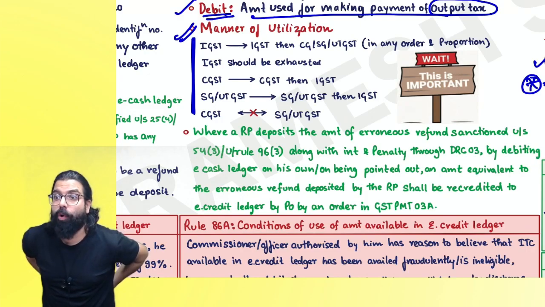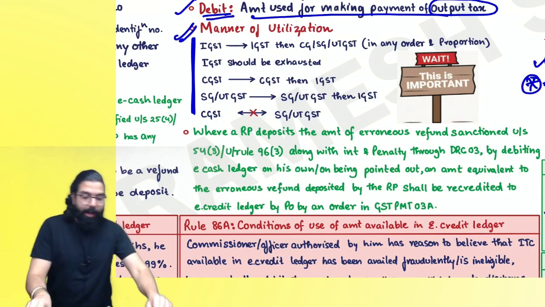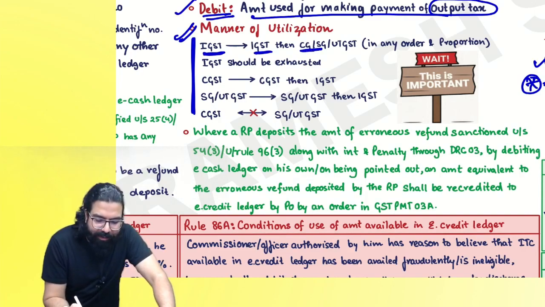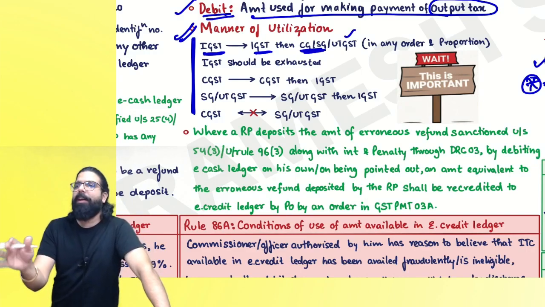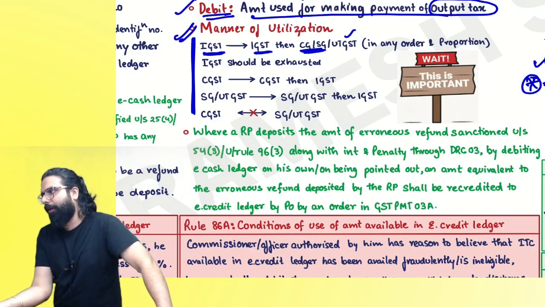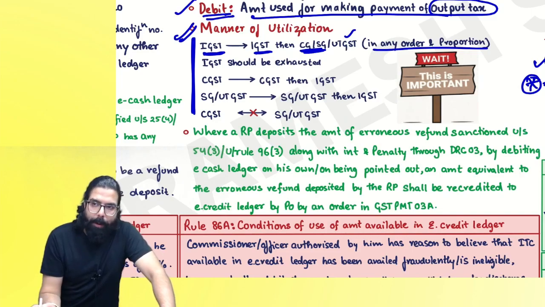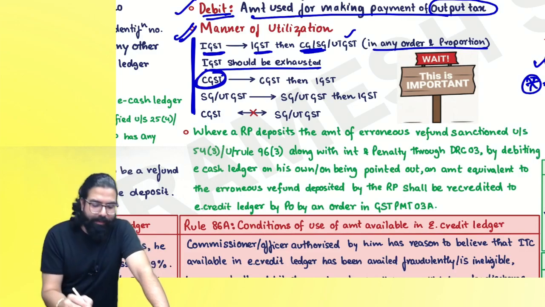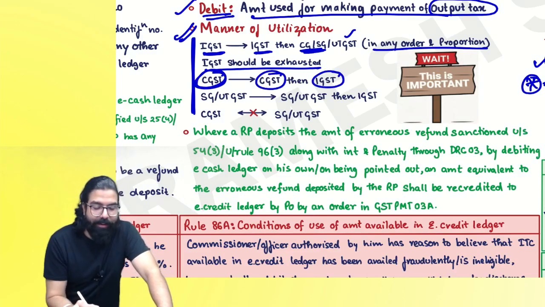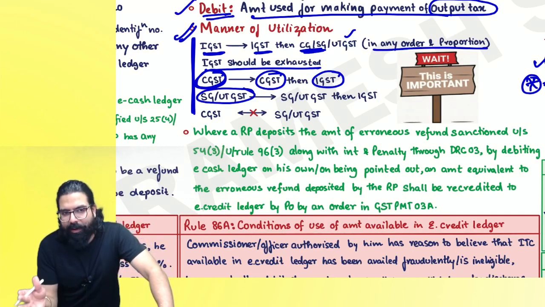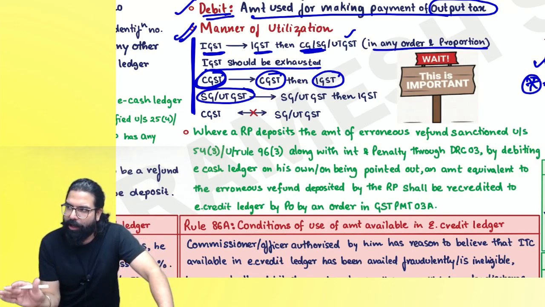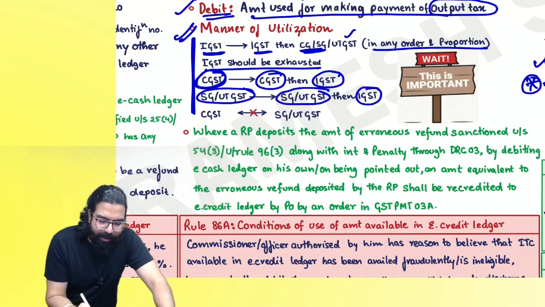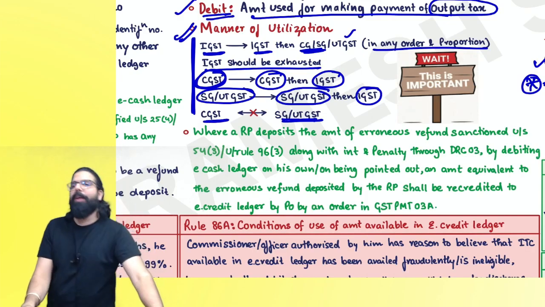Please practice this at home. Very, very important from the exam point of view. Everyone over here, IGST should be used for IGST first, then IGST should be used for CGST or SGST. If you are registered in a UT, then you will not have SGST, you will have UTGST. In any order, any proportion, IGST should be exhausted. Then you will use your input tax credit of CGST to pay CGST and then IGST. Use SGST or UTGST to pay SGST or UTGST, then for IGST. If you are registered in a state, you will have SGST; if in a UT, you will have UTGST. C to S or S to C is never possible.